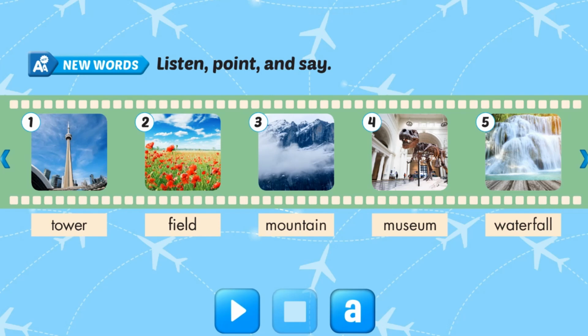Well done. These are the words that we're going to use throughout the lesson. I want you to look at the picture and read the text. Alright, now let's go to the next part.